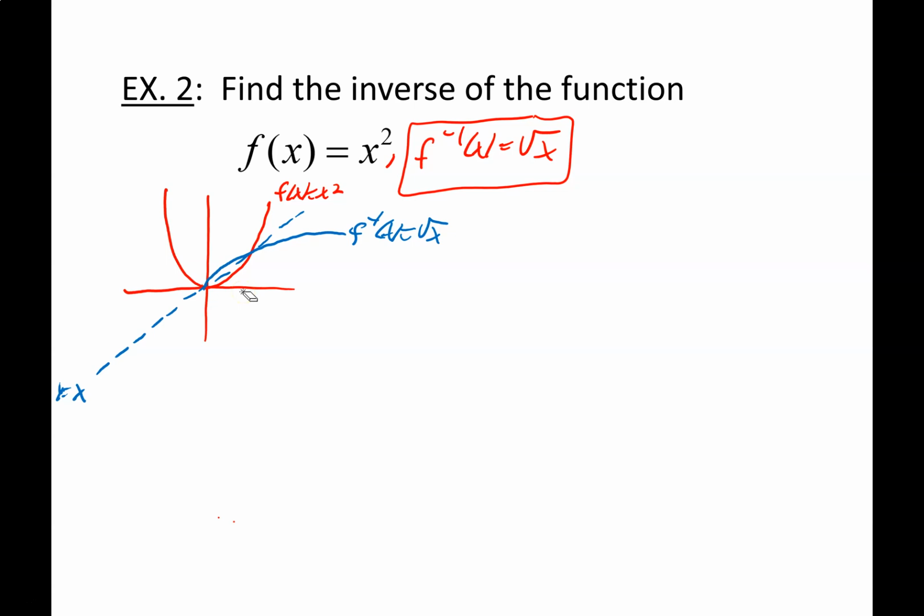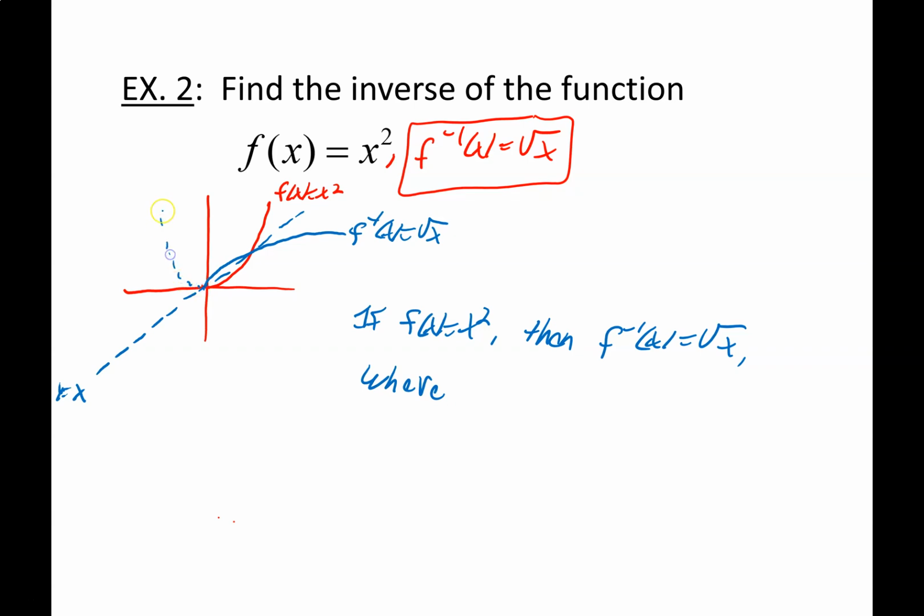So in that instance, here's what I'm going to do. I'm going to restrict the domain. I'm going to cut off part of it. So basically what I'm going to do is I'm going to say that if f of x is x squared, then f inverse of x is root x, where, and what was the domain restriction I did? Again, we had this piece over here, and I just said, nope, you don't play into the equation. We only kept this part, and now it is symmetric about that line.